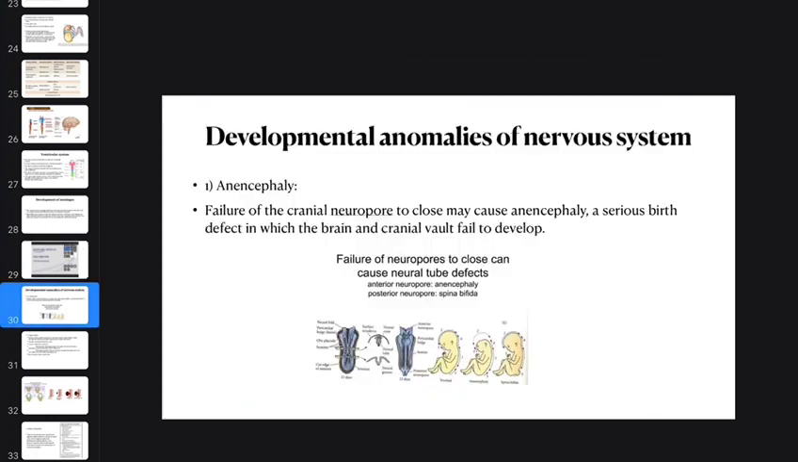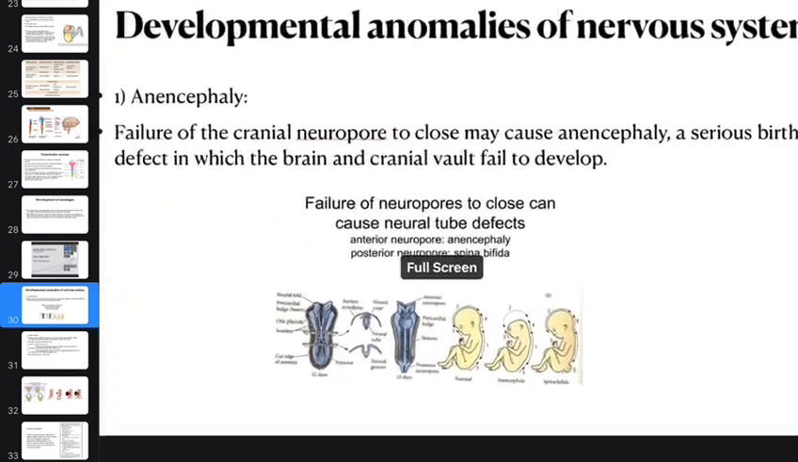Okay, next coming to the developmental anomalies of the nervous system. The first one is anencephaly. Failure of the cranial neuropore to close may cause anencephaly, a serious birth defect in which the brain and the cranial vault fail to develop.